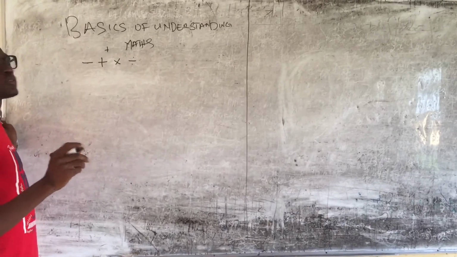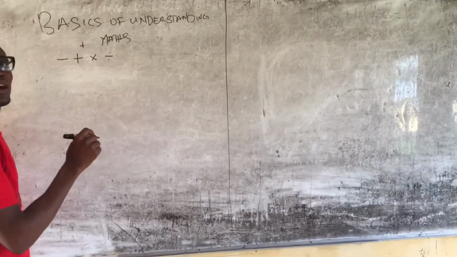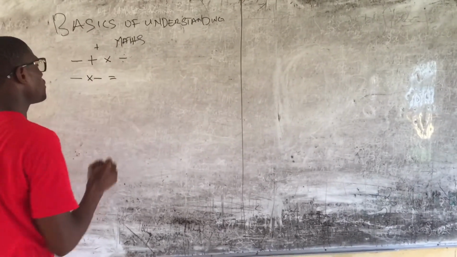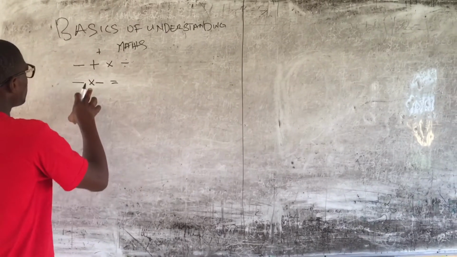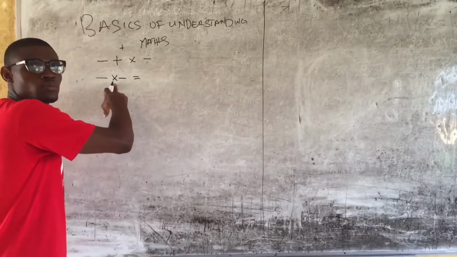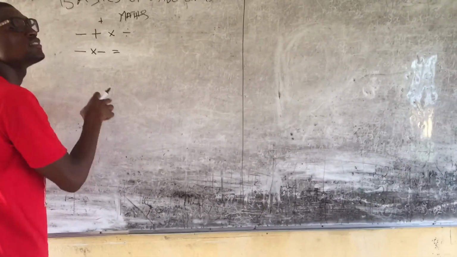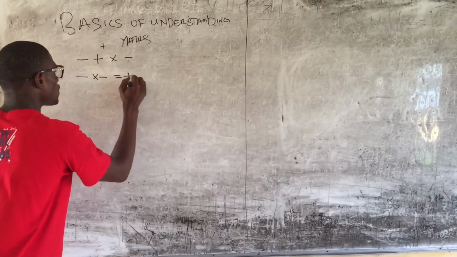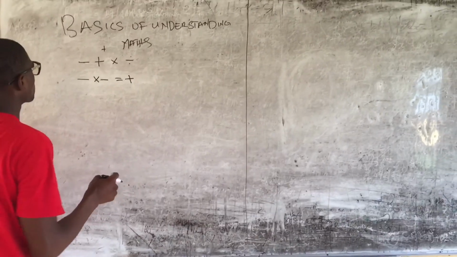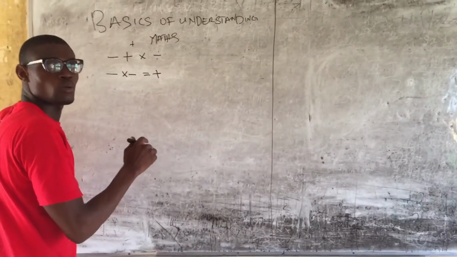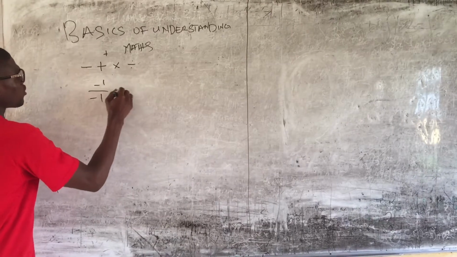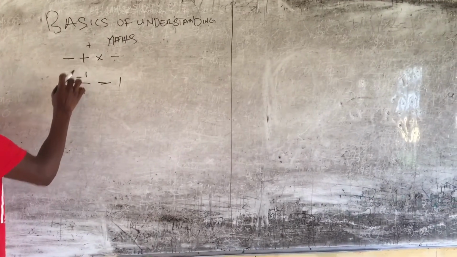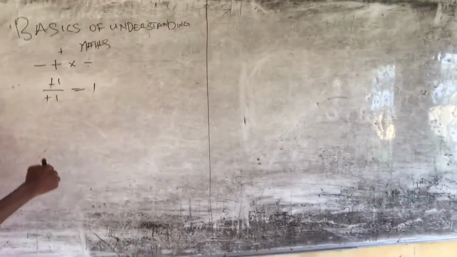Now, another example. Assuming I have minus times minus, what will be the result? The multiplication sign is visible, so it will affect the two signs. So if I have minus times minus, the signs will change to plus. Then, what if I divide minus by minus 1? You have plus 1. Why? The division sign will affect the negative signs, so they will cancel out. So you have plus 1.